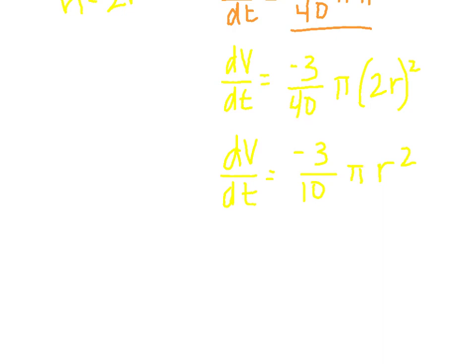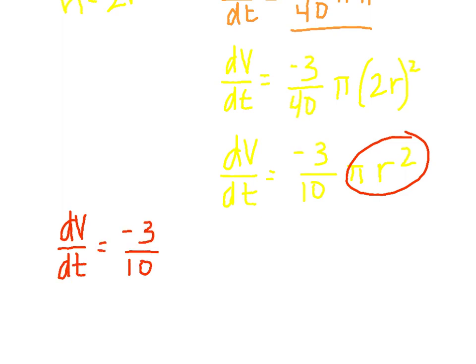And as you can see, this shows the relationship because you now have pi r squared in the equation. So, the rate of change of the volume is equal to -3/10 times the area of the exposed water. This gives you that the constant of proportionality is -3/10.